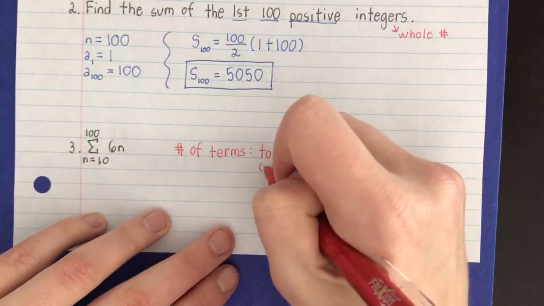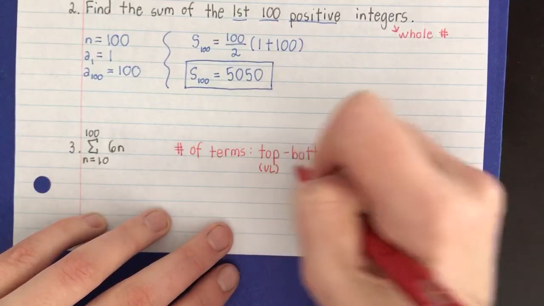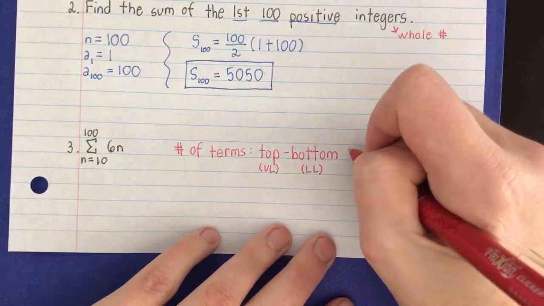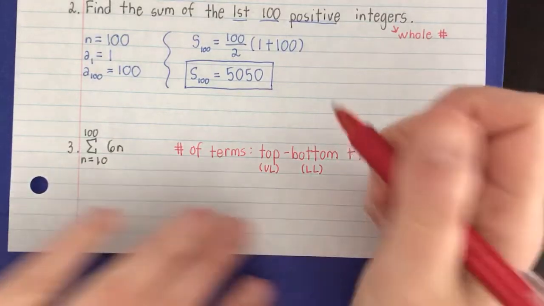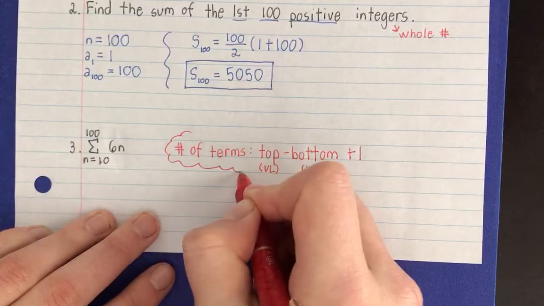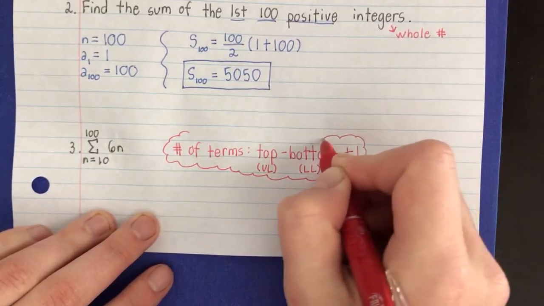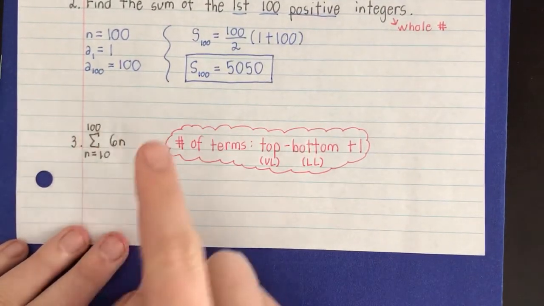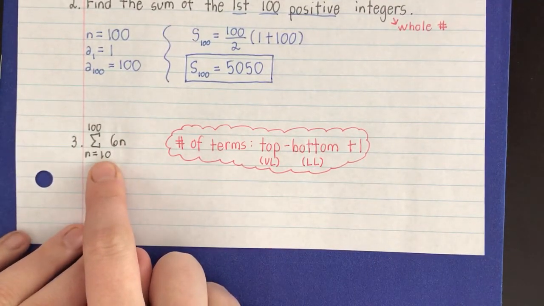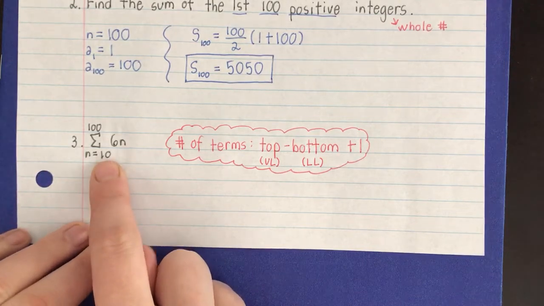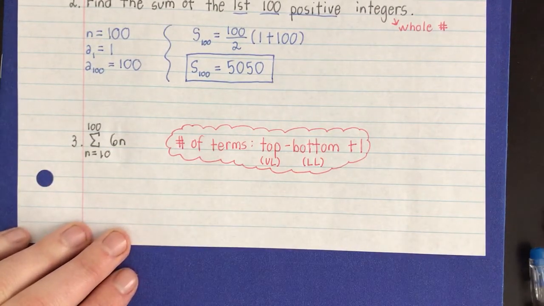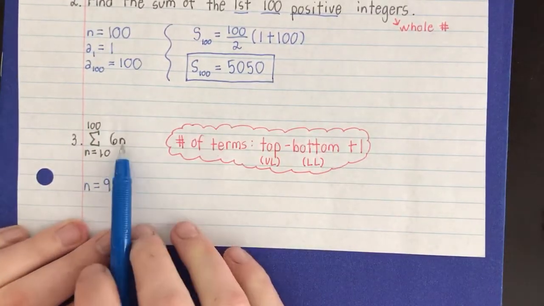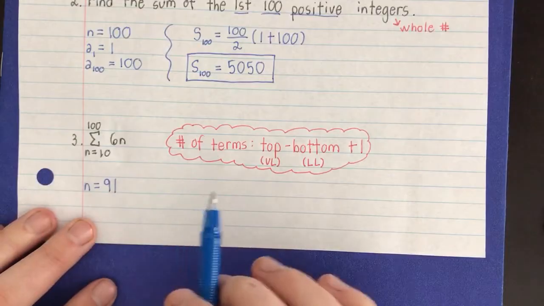So this is like the upper limit minus the lower limit. Okay, and then add 1. So that's how you find out the number of terms. So if you take 100 minus 10, you would get 90. And then you would add 1. So there would be 91 terms in this series here that we're adding, okay?